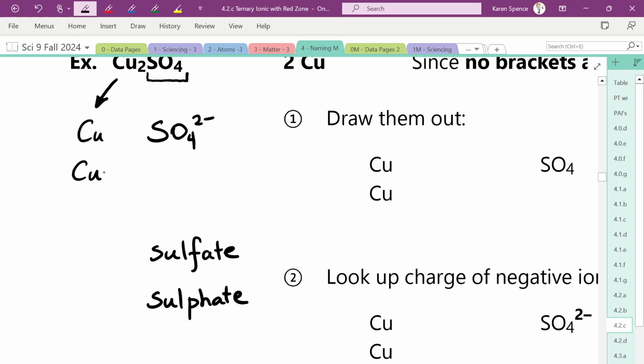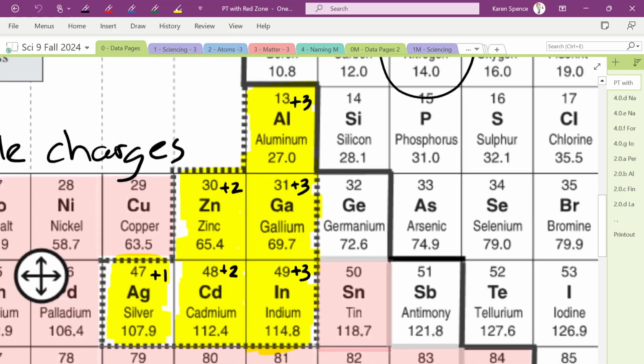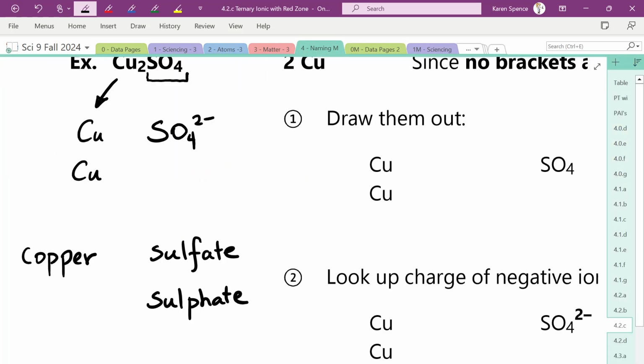So we have copper, and copper is in the red zone. Let's double check that. There it is. Copper is red, so it's in the red zone, needs a Roman numeral. So we do need a Roman numeral here. Total negative charge, just one sulfate, so that's 2-.